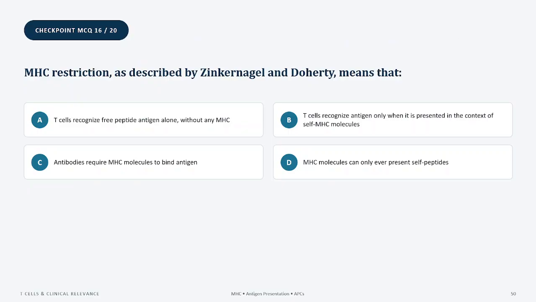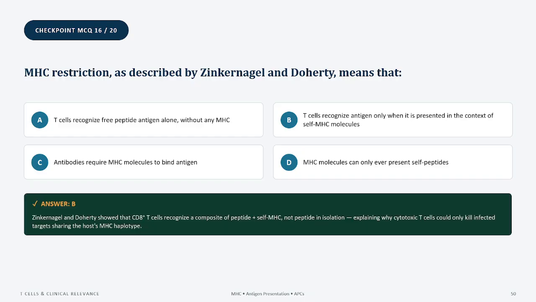So MHC restriction as described by Zinkernagel and Doherty means that, yes, they showed that the CD8 plus T cells recognize a composite of peptide plus self MHC, not peptide in isolation, explaining why the cytotoxic T cells could only kill infected targets sharing the host's MHC haplotype.